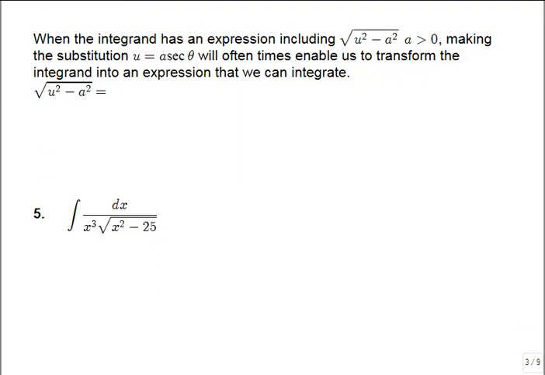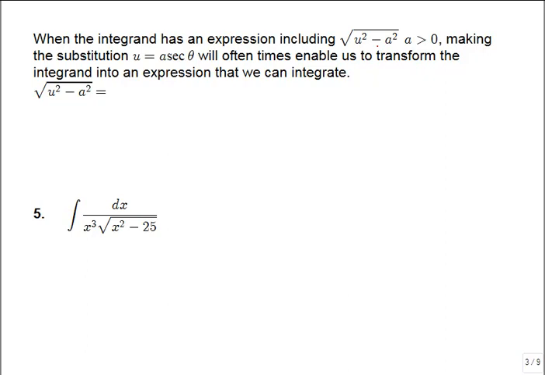Okay? Now the next example that we're going to do is very similar but with a slightly different form. So this time if you see inside of your integral another square root with a u squared minus a squared, notice the difference between this and what we just did. In the last example, it was the constant squared minus the x squared. Here it's the x squared minus the constant squared. So you want the variable to come first, then you want the constant to come second.